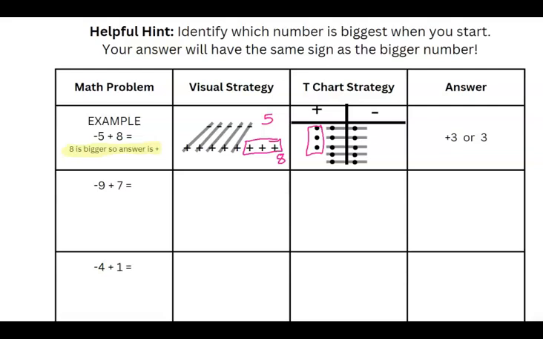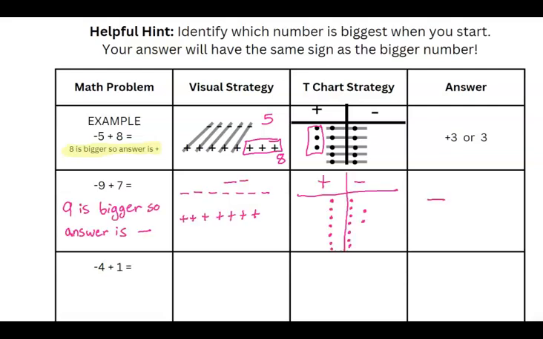Let's take a minute to set up our T-chart and our visual strategy for the second problem. All right. Our problem, the first thing I looked at is which number is bigger, 9 or 7. Since the 9 is bigger, that tells me my answer is going to be negative, so I went ahead and wrote a negative over here in the answer box. I also drew 9 negative symbols under the visual strategy and 7 pluses for my positive 7. On my T-chart, there are 7 dots under the plus sign and 9 dots under the negative sign.